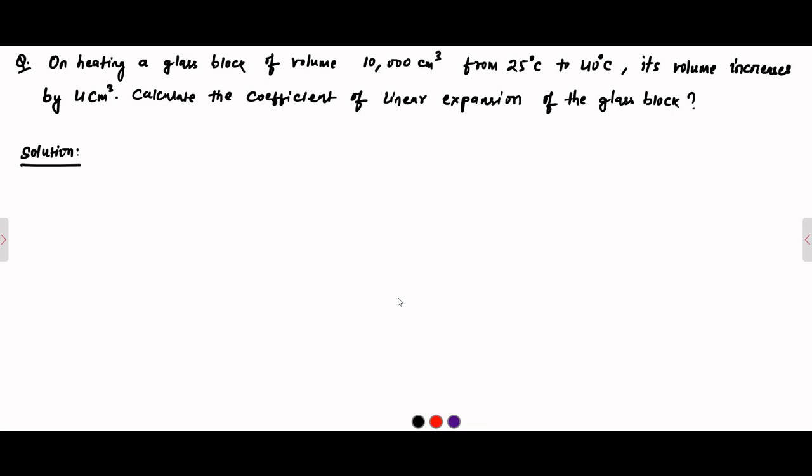Okay, so this is a very interesting question because the information which is given is based on volumetric expansion, but it is asked to calculate the linear expansion coefficient. So let us try to solve it. First, let us write all the information which is given for the glass block.